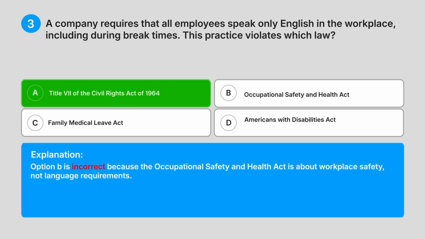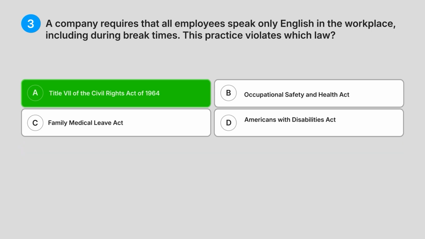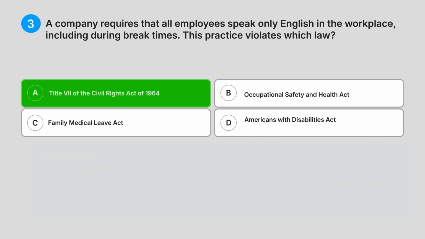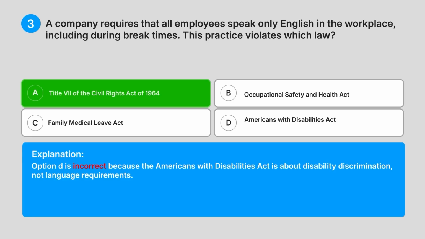Option B is incorrect because the Occupational Safety and Health Act is about workplace safety, not language requirements. Option C is incorrect because the Family Medical Leave Act is about family and medical leave, not language requirements. Option D is incorrect because the Americans with Disabilities Act is about disability discrimination, not language requirements.